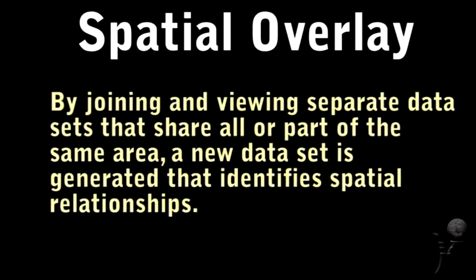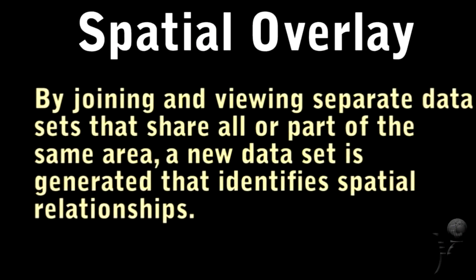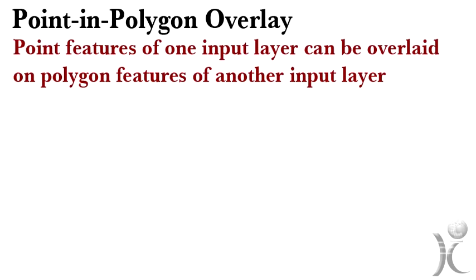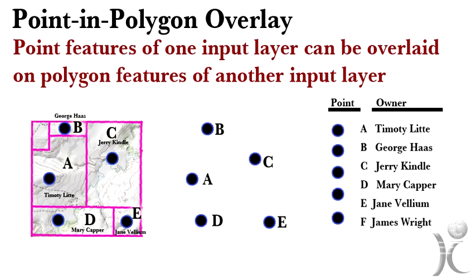Spatial overlay allows us to join and view together separate data sets that share all or some of the same geographic area. Overlay operations involve the placement of one geographic information asset on top of other geographic information assets. In this spatial overlay example, we're performing a point-in-polygon overlay. Two separate geographic information assets, one representing wells and the other representing land ownership as polygons, are overlaid on one another. As a result, the point attribute table representing wells is populated with ownership information.